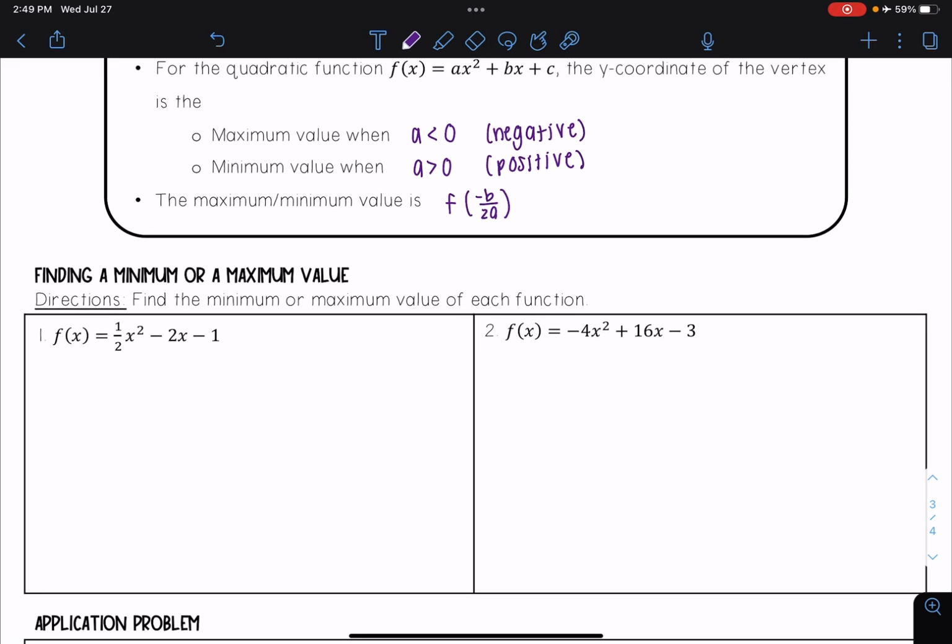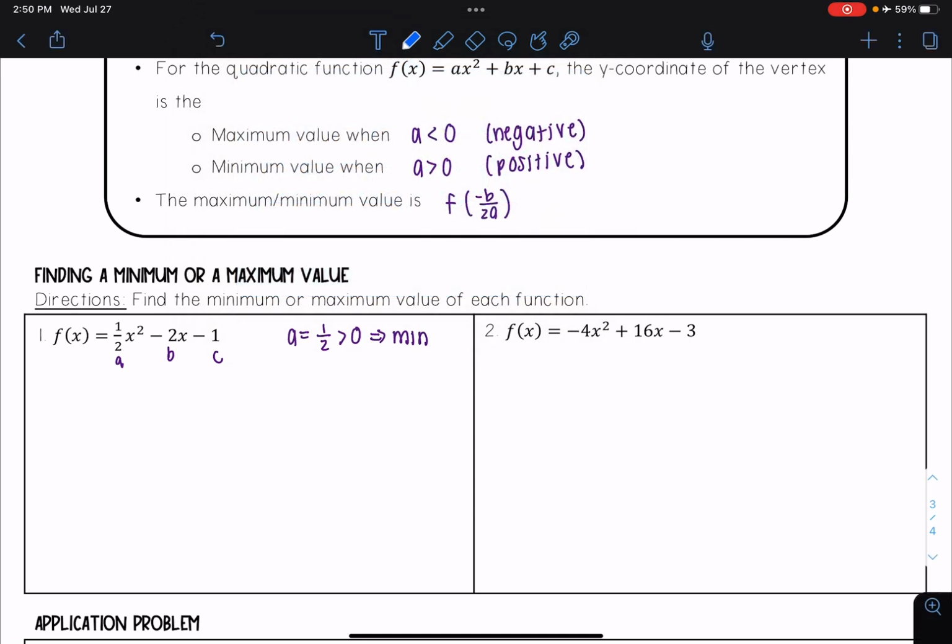So I'm going to first determine, okay, is this going to be a maximum or is this going to be a minimum? So I need to see, okay, is my a value positive or is it negative? Well, if I'm labeling my a, b, and c, I have that my a is 1/2, my b is -2, and my c is -1. So here, since a is equal to 1/2, which is greater than 0, this is going to be a minimum. So now let's go ahead and find that value.